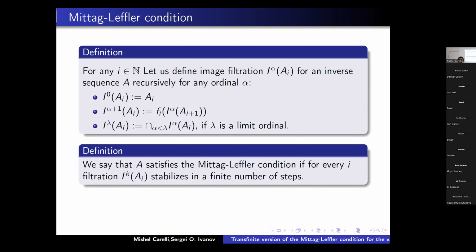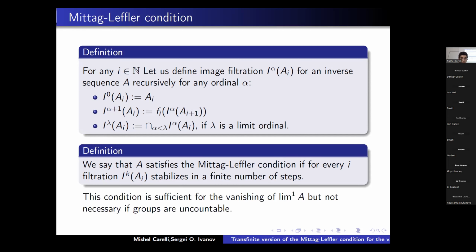We say that A satisfies the Mittag-Leffler condition if for every i, the filtration I^k of A_i, where k here is a natural number, stabilizes in a finite number of steps. It makes no sense to look at transfinite filtration, just finite filtration, which will stabilize in a finite number of steps. This condition implies the vanishing of lim one, but it's not necessary if groups are uncountable. Okay, and this number of steps can be different for each i, so it can be unbounded.